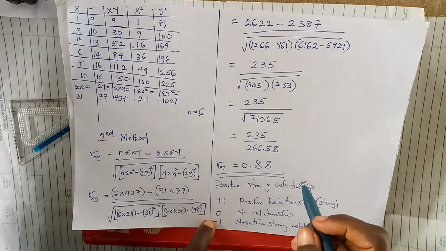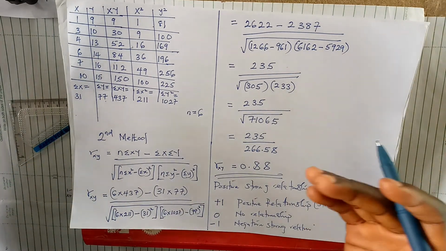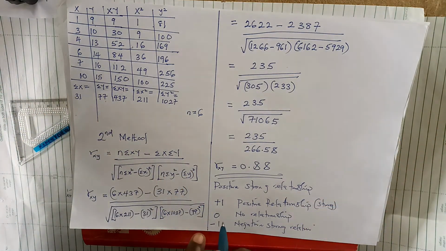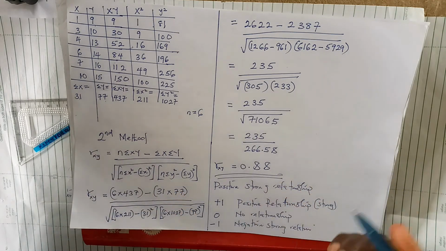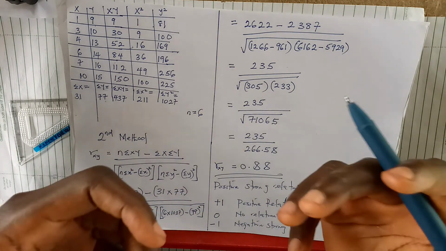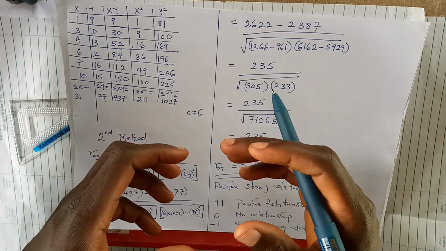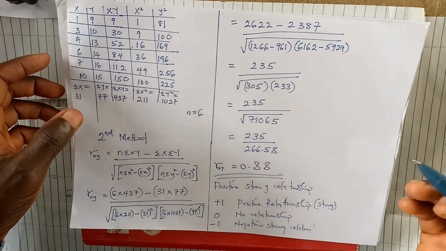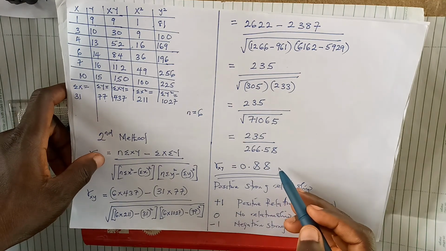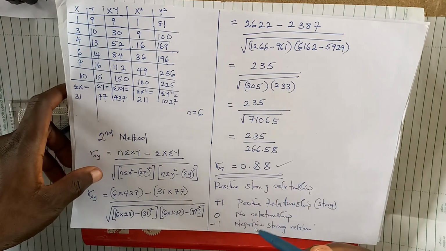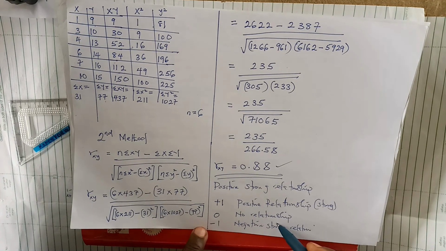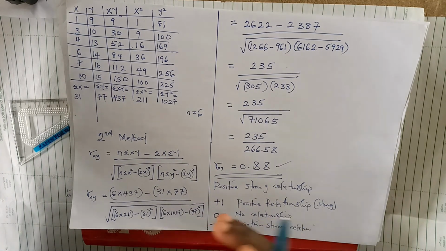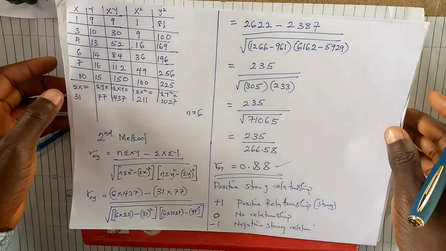The positive one means that there is a strong relationship between the two variables and they are moving in the same direction. While 0 means no relationship at all. Then here we have minus 1. It means there is a negative strong relationship between the two variables, but in this case they are moving in opposite directions. So any value that is close to 1 is strong. Any value that is close to 0 is weak. And if you now have 0, that means no relationship at all.